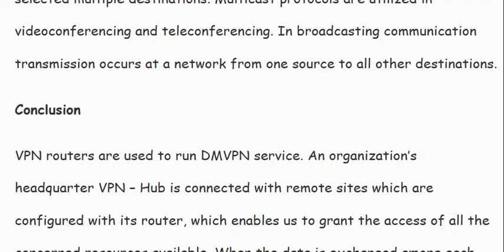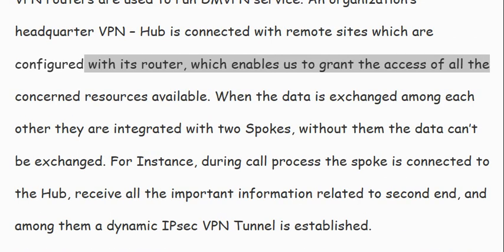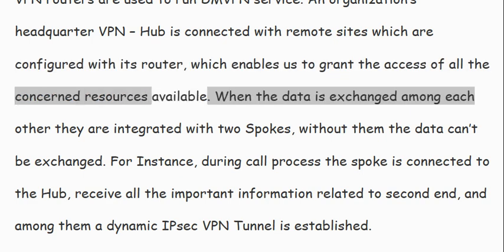Conclusion. VPN routers are used to run the DMVPN service. An organization's headquarters VPN hub is connected with remote sites which are configured with its router, which enables us to grant access to all the concerned resources available.